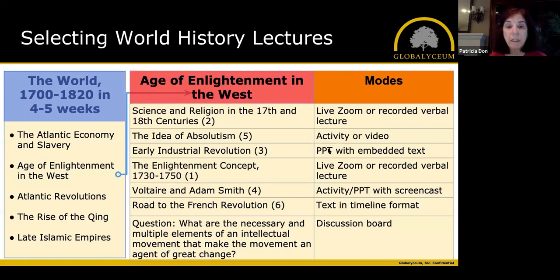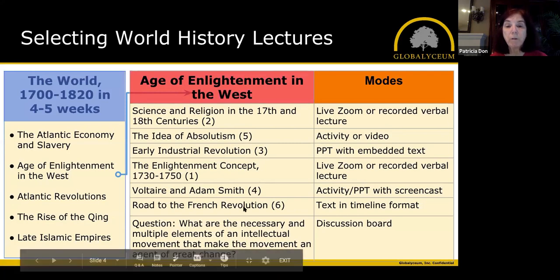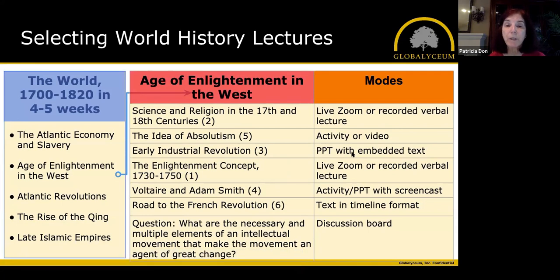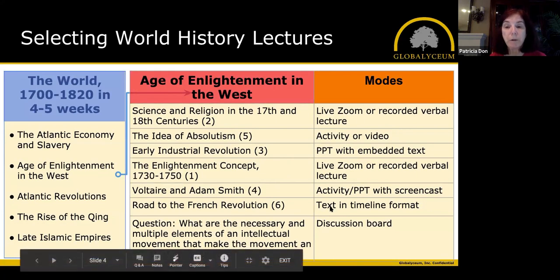I tend to put these items into activities because they're simpler. And then notice, I also need my students to understand the early Industrial Revolution, and I need them to know the road to the French Revolution. These two I definitely put into PowerPoint with embedded text because they're pretty simple. The early industrial centers of Europe do not require a great deal of explanation. They are far more narrative or simple explanation. And then the road to the French Revolution, here I just put it into a timeline, okay?